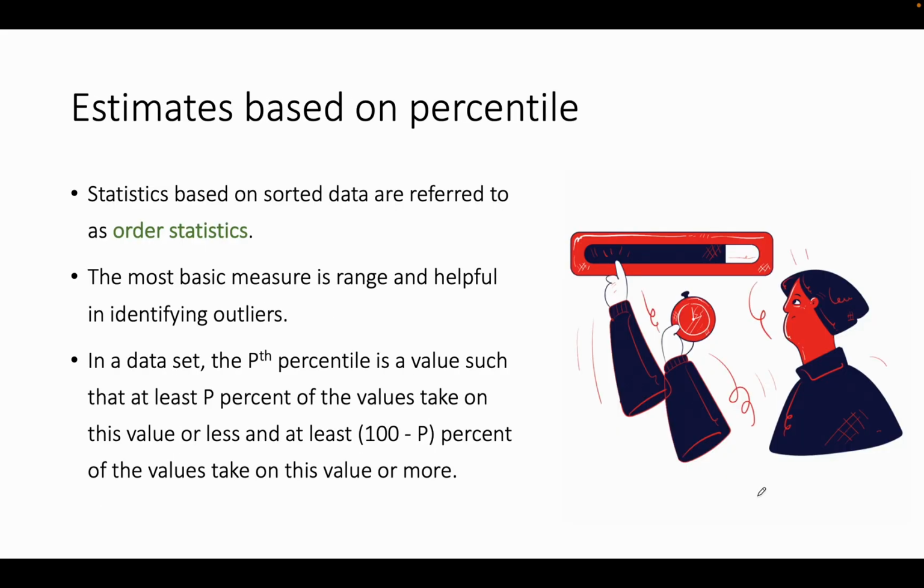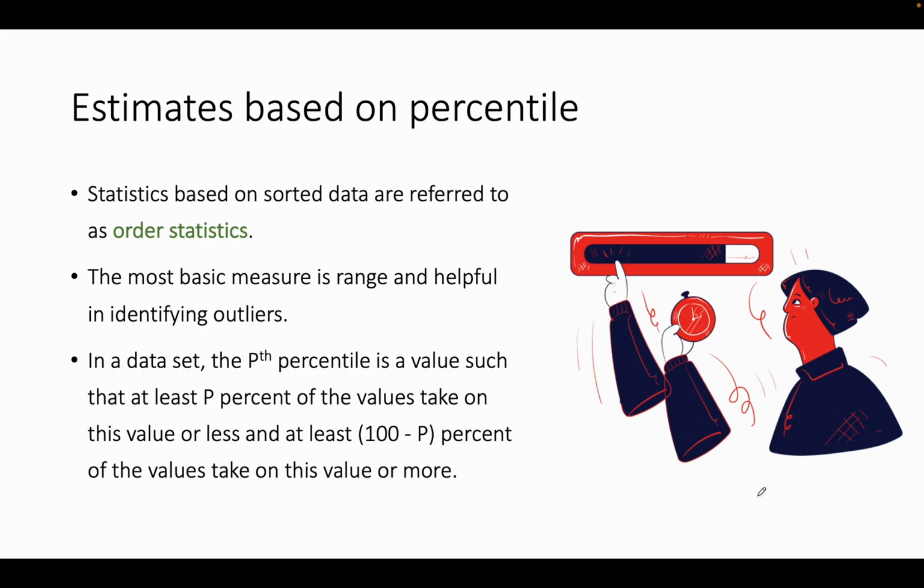Okay, so next we have estimates based on percentile. Statistics based on sorted data are referred to as order statistics. The most basic measure is the range, which is nothing but the difference between the largest and the smallest number. The minimum and maximum values themselves are useful to know and helpful in identifying outliers, but the range is extremely sensitive to outliers and not very useful as a general measure of dispersion in the data. To avoid the sensitivity to outliers, we can look at the range of the data after dropping values from each end. Formally, these types of estimates are based on differences between percentiles.